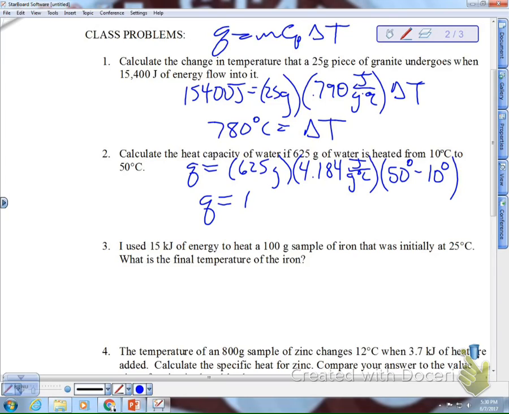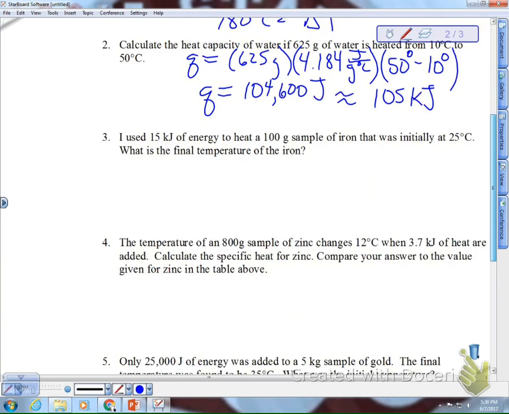So we do all this, and it comes out to be 104,600 joules. Joules are very tiny. So I went ahead and divided that by 1,000 to convert it to kilojoules. It came out to be, if you round it, not to the correct sig figs, but just to a more normal number, 105 kilojoules. Joules are very tiny, so you really don't see joules that often. Kilojoules are much more commonly used for energy.